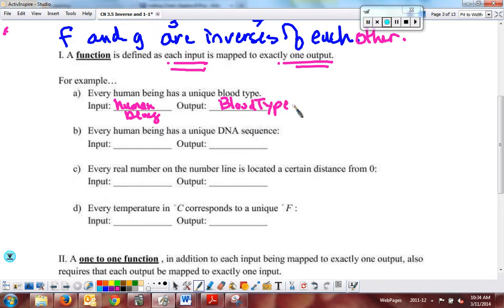Now, my question is, is blood type a function of the person that you're putting in? Do you get one blood type for each person you put in? If I go to the doctor and say, here's my blood, type it, will I have more than one blood type, or will I have one blood type? One. So this is a function. I said leave the extraneous details out.